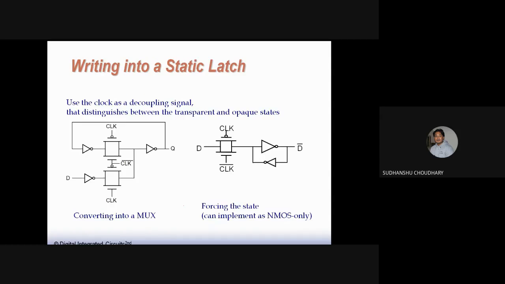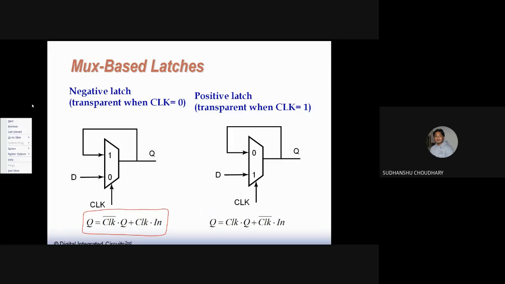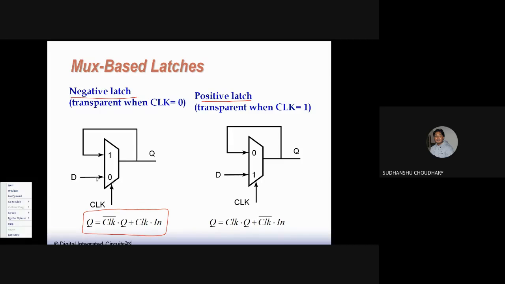So this is a negative latch, for example, and this is a positive latch. Negative latch here, because it is sampling the data when the clock is 0. Here, when the clock is 1, the data is sampled. That is why this is a positive latch: it is transparent when clock is 1, and this is a negative latch: it is transparent when clock is 0.